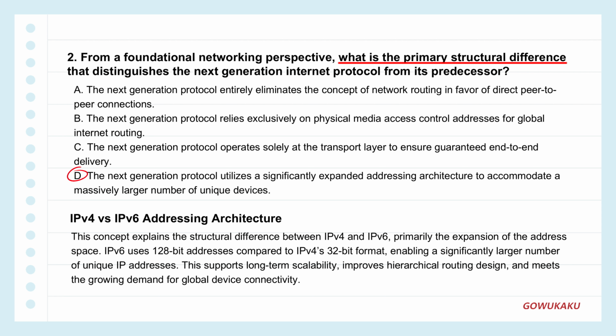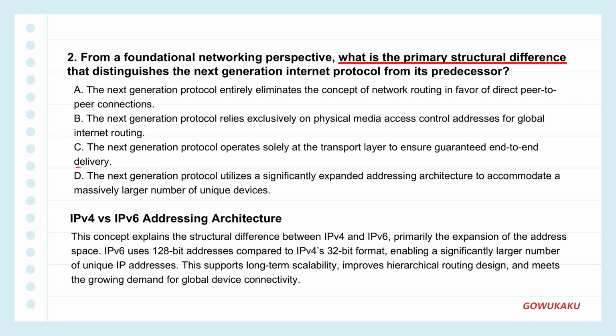The next generation protocol utilizes a significantly expanded addressing architecture. We are talking about the jump from IPv4 to IPv6 here. Oh, great. IPv4 uses 32-bit addresses, which gave us about 4 billion unique IPs, and that sounded infinite back in the 1980s. But not so much anymore. Not at all. Today, when your refrigerator, your thermostat, and your watch all need an IP address, we literally ran out of room. So IPv6 uses 128-bit addresses, which provides an almost unfathomable amount of unique identifiers.